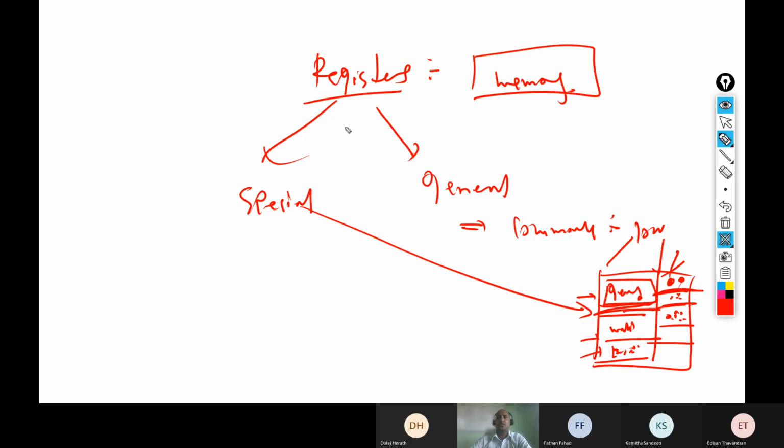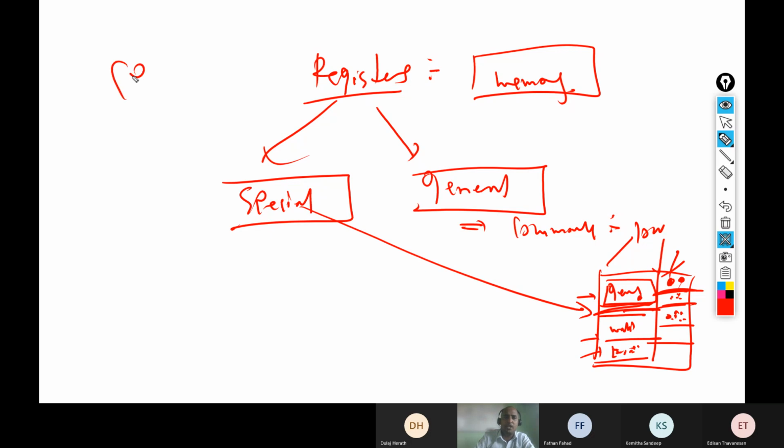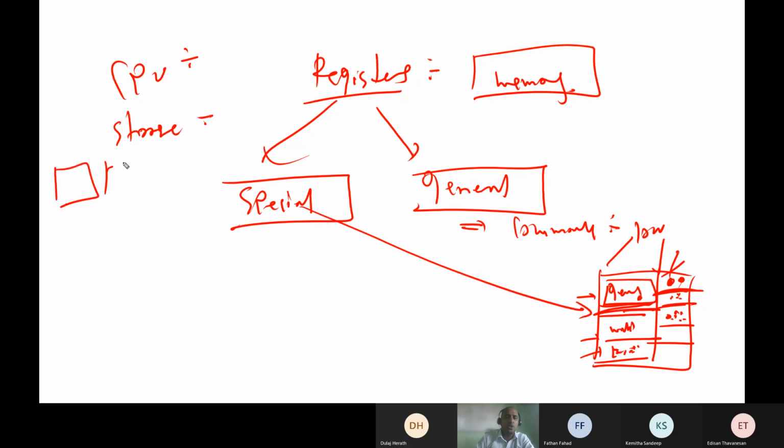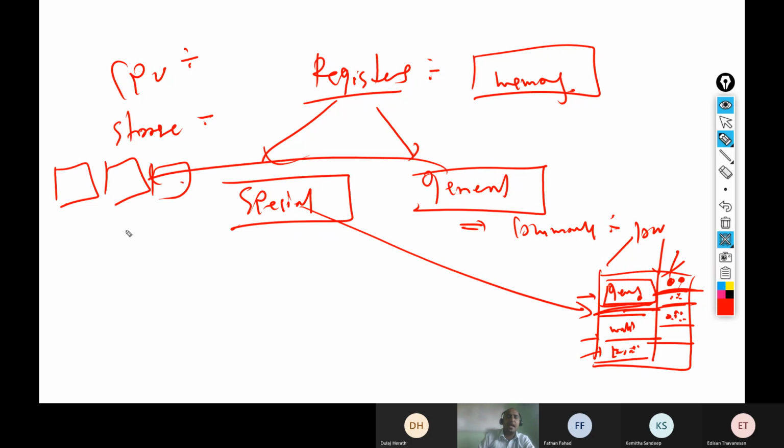Same thing here. The CPU needs some common storage in order to perform its day-to-day operations, so for that it uses general purpose registers. And it has special purpose registers, which are used only for specific tasks.